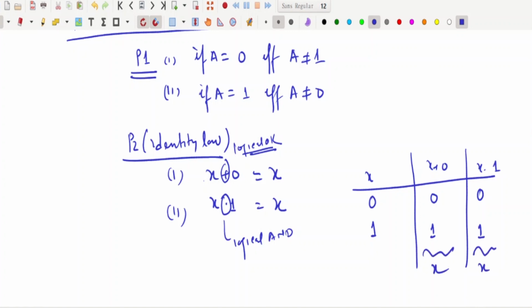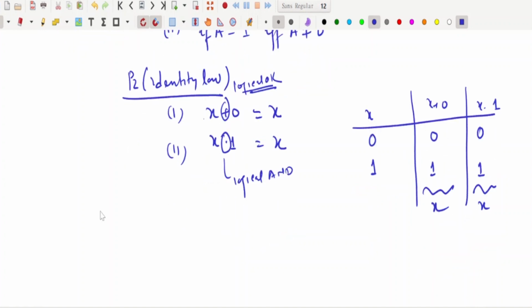This is known as the identity law, and it is denoted as postulate 2 first and postulate 2 second, the second being for dot. Here this is not an XOR; the plus operator represents a logical OR, and the dot operator represents a logical AND. Postulate 3 is the commutative law.